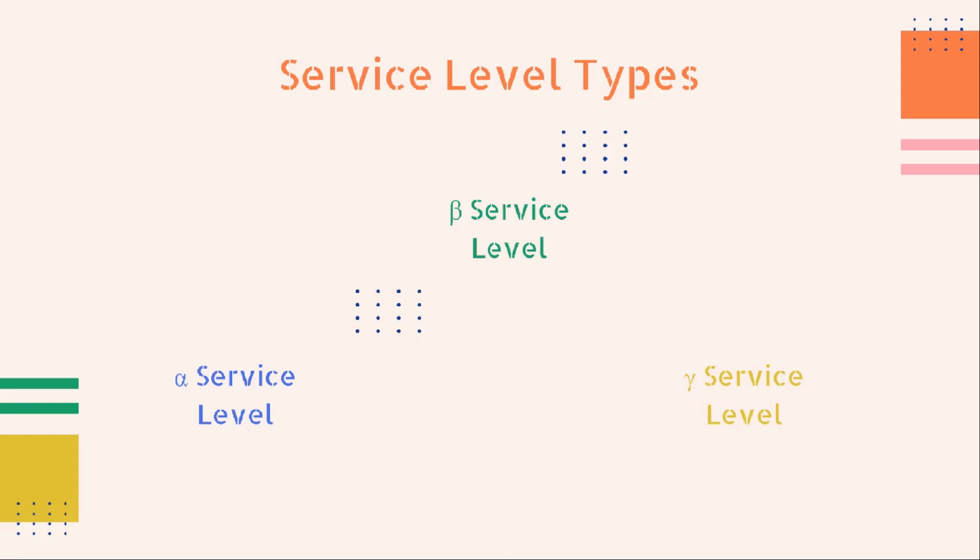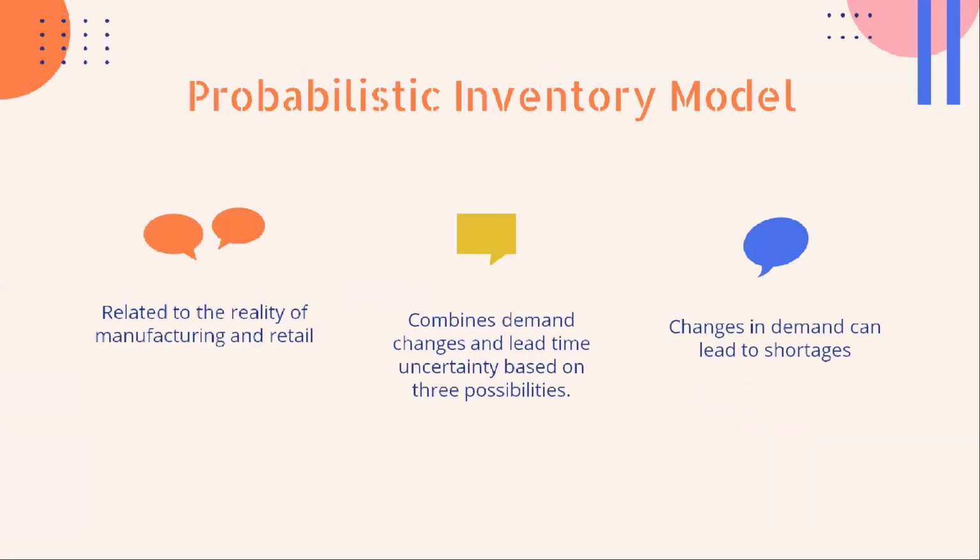Next slide, please. The first is when the lead time demand is constant, but the lead time itself changes. The second is when the lead time is constant, but the demand fluctuates. The third possibility is that both the lead time and the demand in the lead time change. Probabilistic inventory models. Next slide, please.